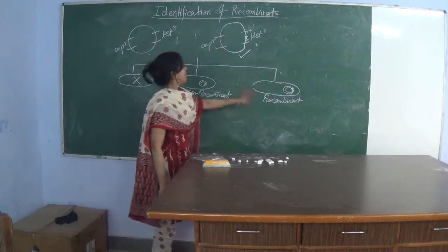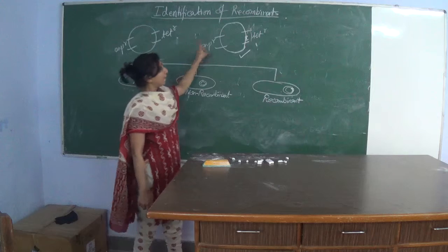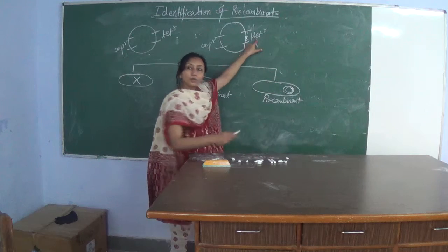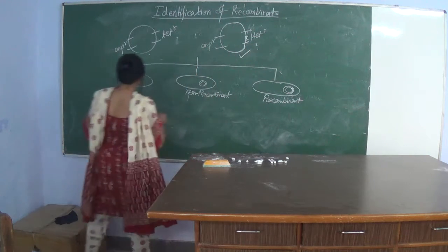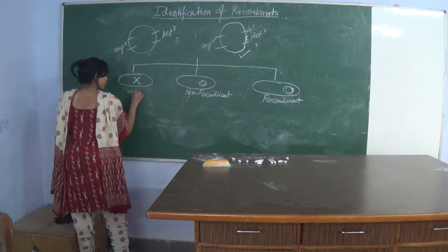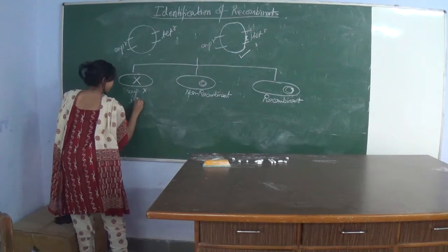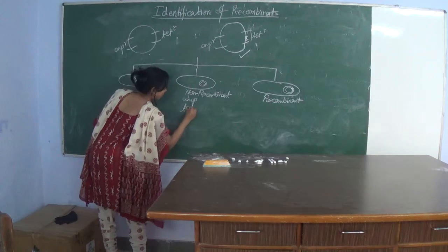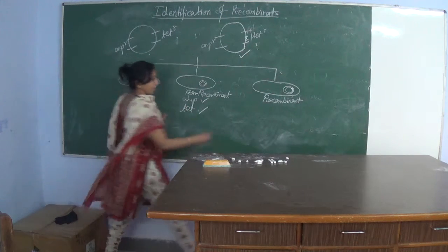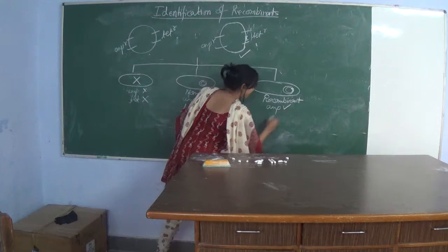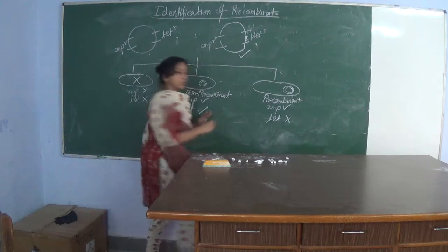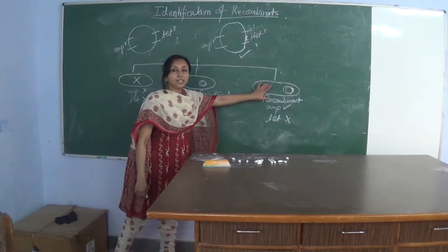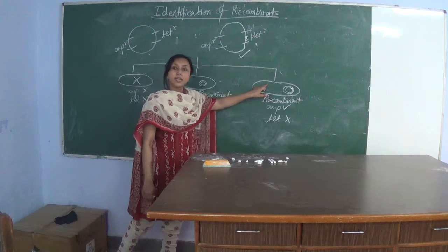That the last one is resistant to ampicillin but not resistant to tetracycline because the gene has been inactivated due to insertional inactivation. So the first is not resistant to ampicillin, not resistant to tetracycline. The second is resistant to both ampicillin and tetracycline. The third is resistant to ampicillin but not to tetracycline because of insertional inactivation. Now this forms the basis of separation and identification of the desired host cells carrying the recombinant DNA.